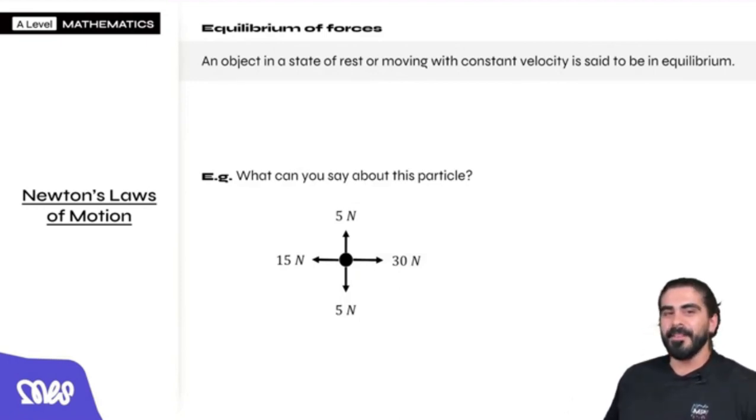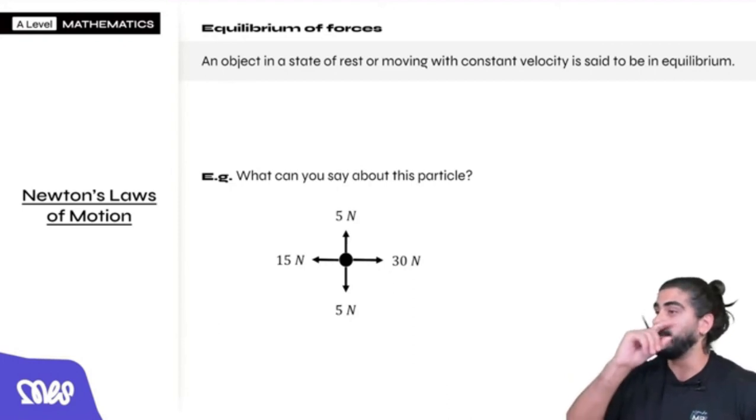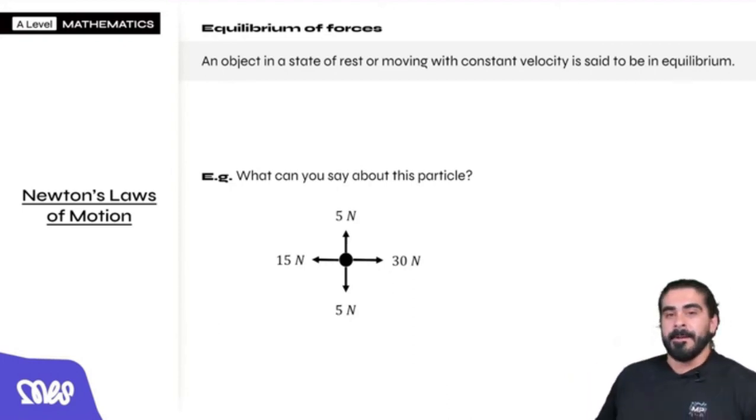Anyway, equilibrium of forces. So an object in a state of rest or moving with constant velocity is said to be in equilibrium. This is law 1. So let's look at a very basic example. What can you say about this particle?